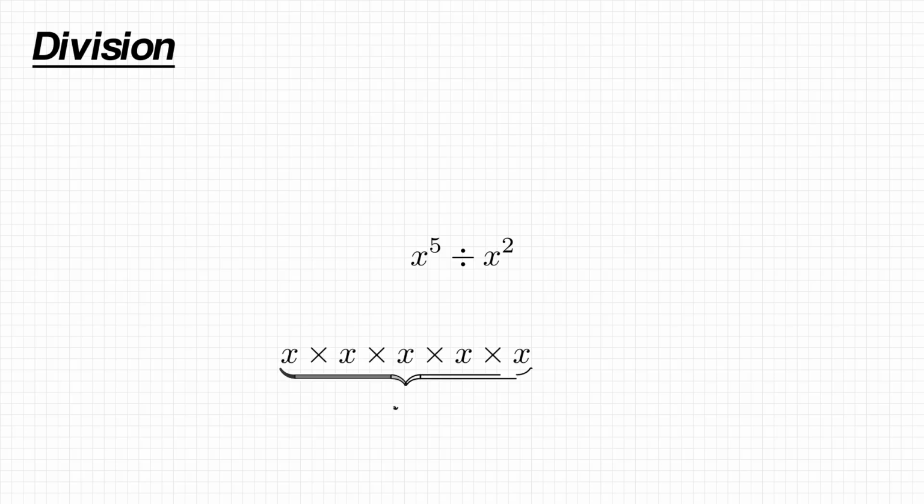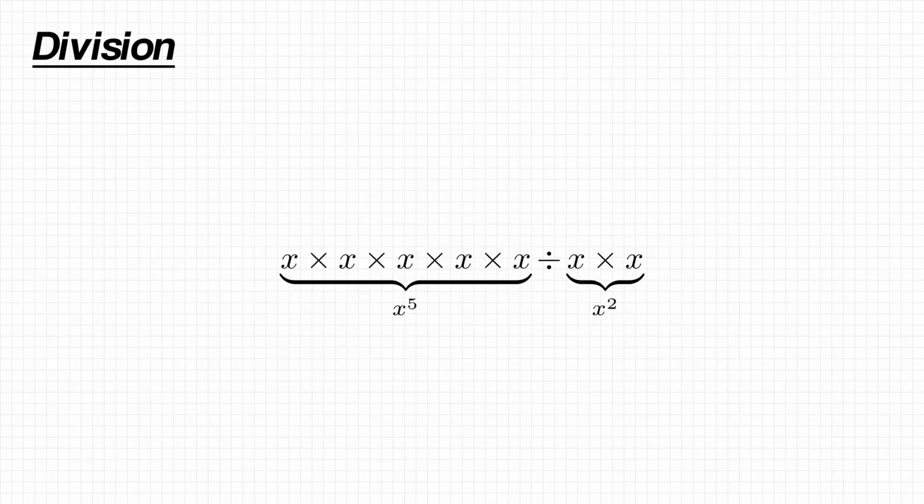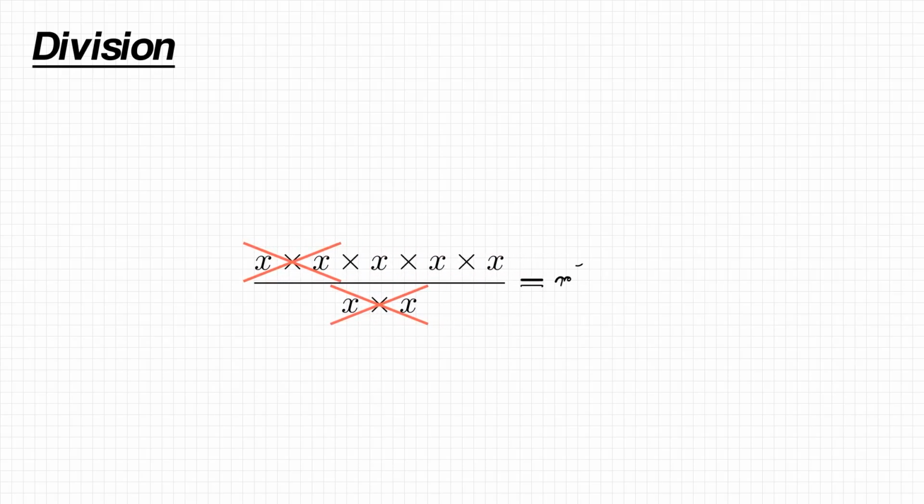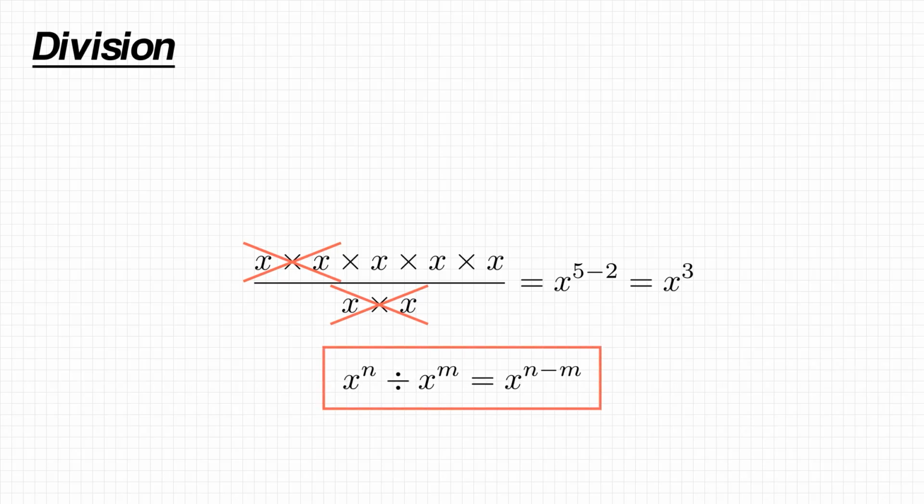Now let's look at how indices combine under division. Consider x to the 5 divided by x squared. Let's rewrite both parts using the definition like we did before. We can rewrite this division as a fraction. Now if we cancel 2 of the x's and count the ones remaining, we can see the answer would be x cubed. The general rule for division of indices with the same base works out to be subtracting the powers.